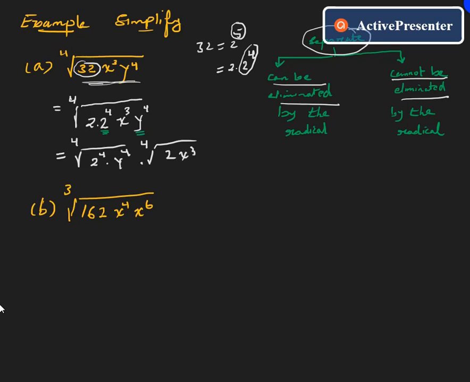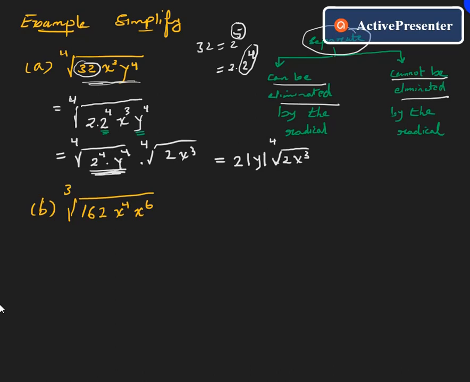Okay, so this is eventually equal, the fourth root of 2 to the power 4 is 2. We know that. What about the fourth root of y to the power 4? Since the root is even, it is the absolute value of y. Then it is multiplied by the fourth root of 2x cubed. We can't do anything more. We are done for this question.